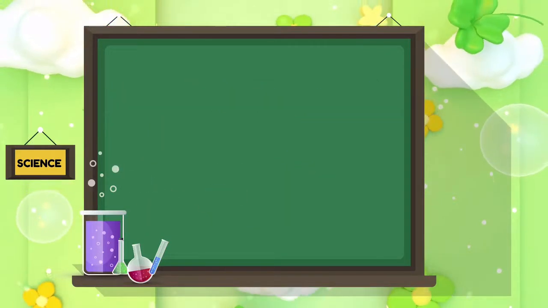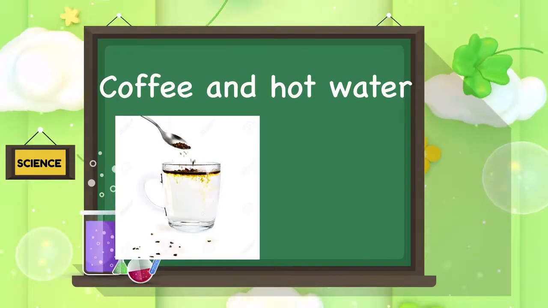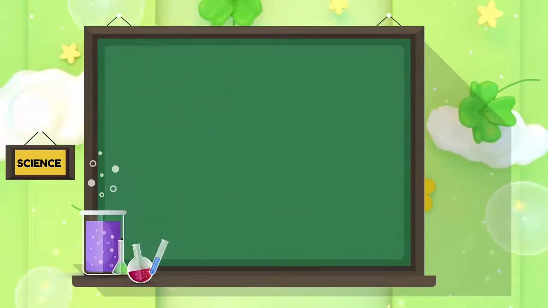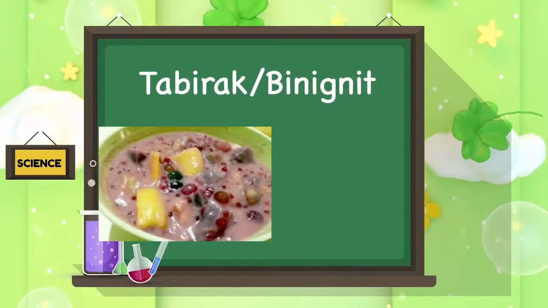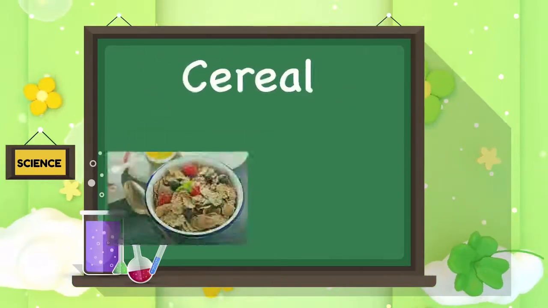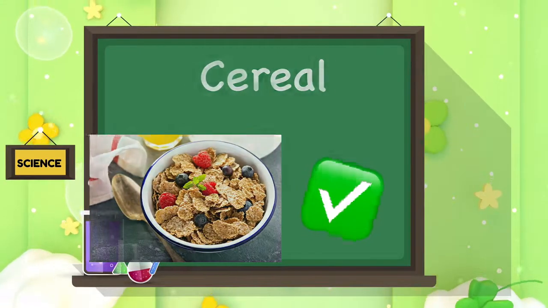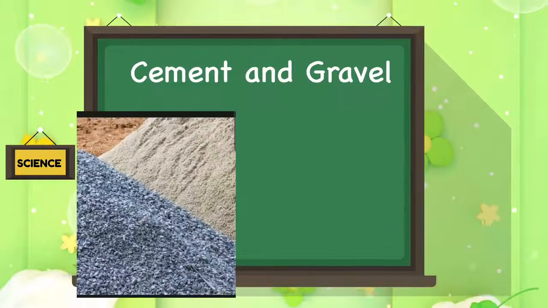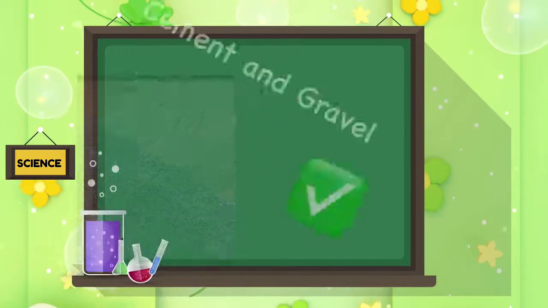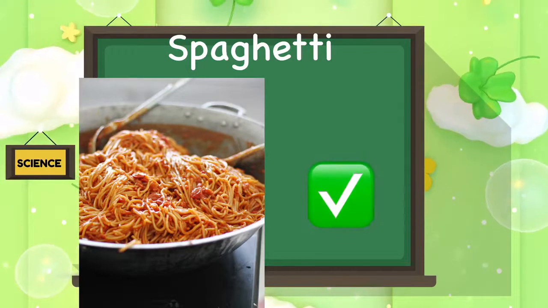In 3, 2, 1. Coffee and hot water. Wonderful! Tabirak or binignit. Awesome! Cereal. Very good. Cement and gravel. Amazing. Spaghetti. High five.